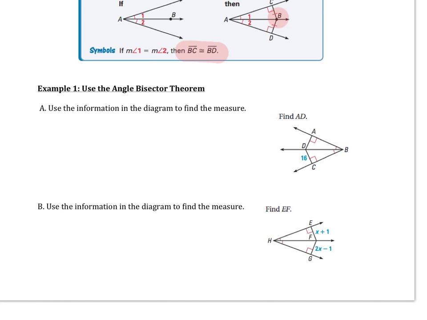Okay, so we're going to use this to find lengths. Use the information in the diagram to find the measure. First off, take note that I do have perpendicular and it's a bisector. So that means that AD will be congruent to CD. So if CD equals 16, then AD equals 16.